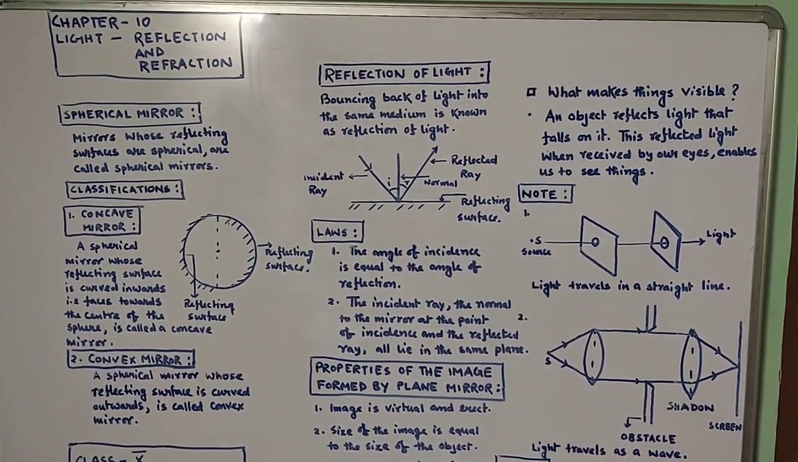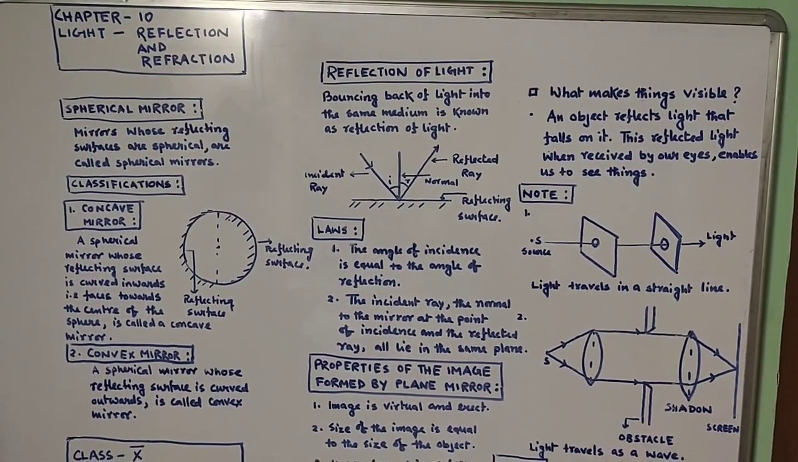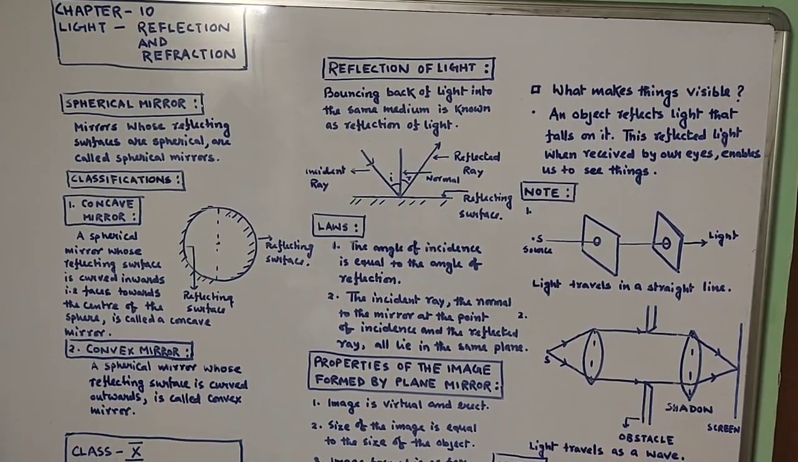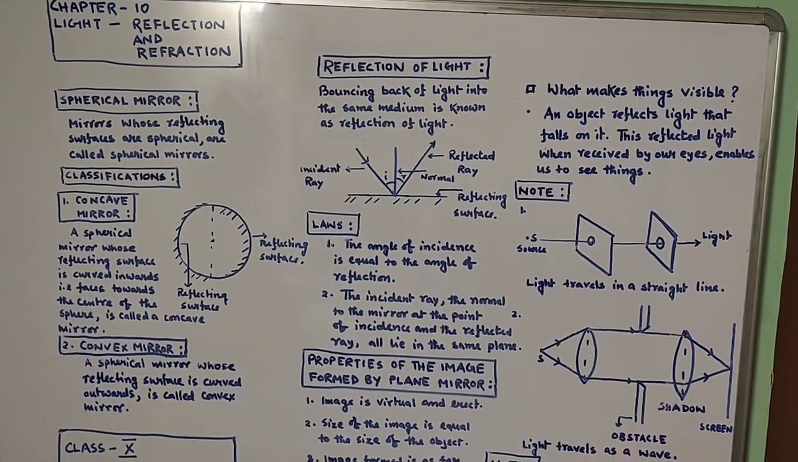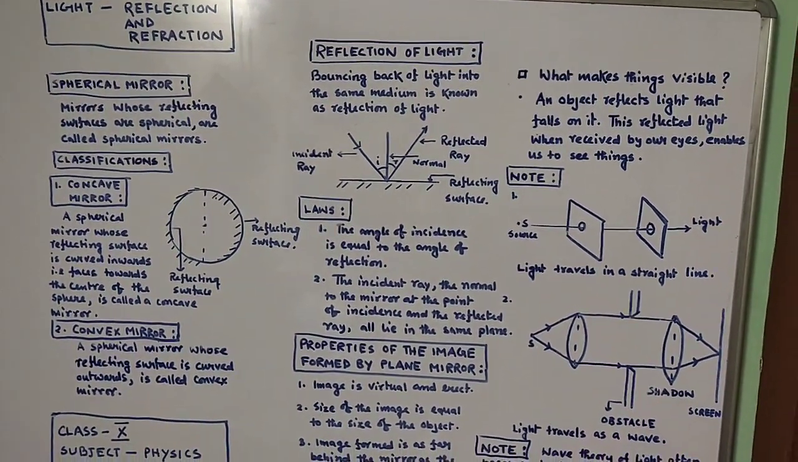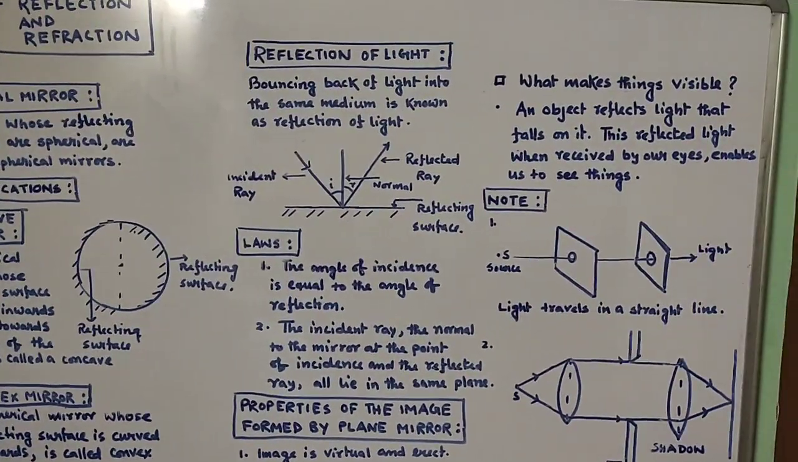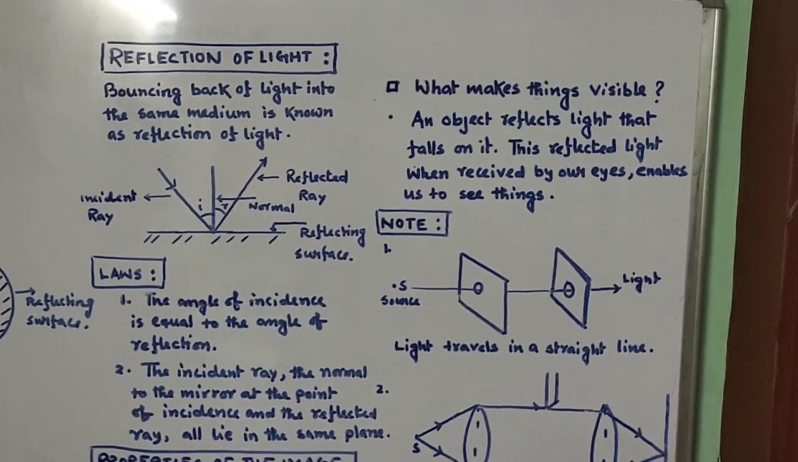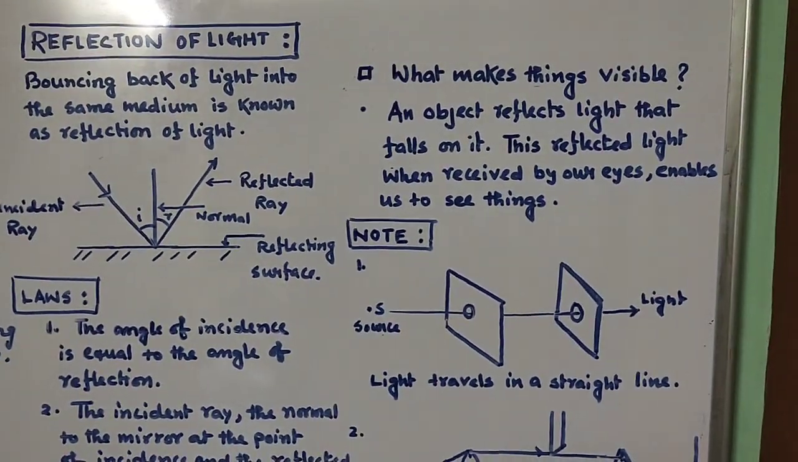Today we are going to discuss chapter 10, and chapter 10 includes light and it has two parts. One is your reflection, another one is your refraction. Now before starting the chapter, let me discuss this question, and the question is like this: what makes things visible?